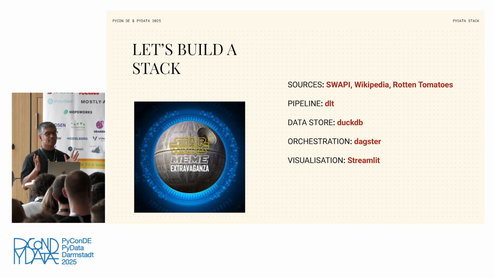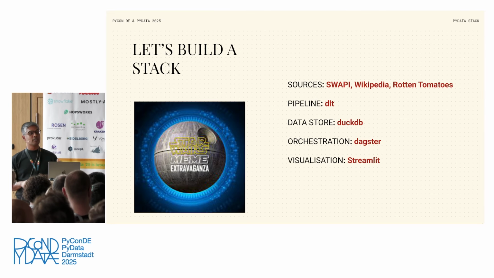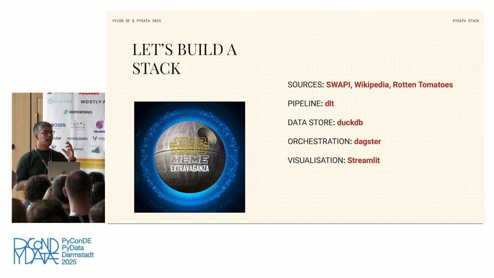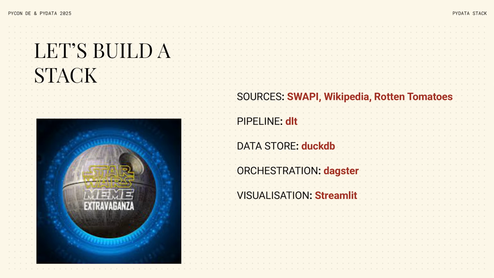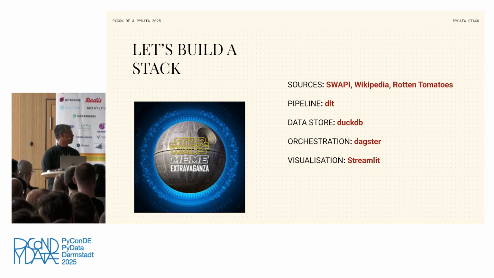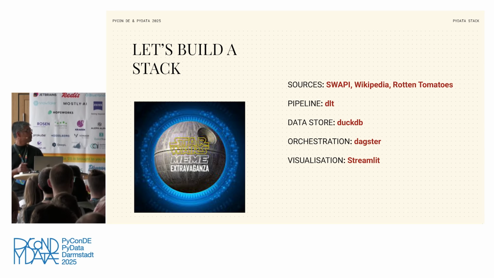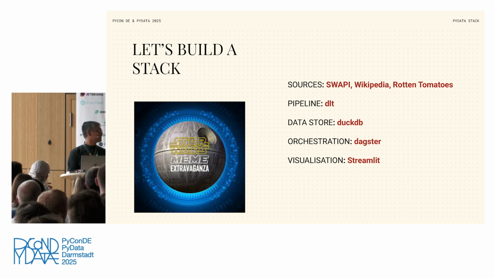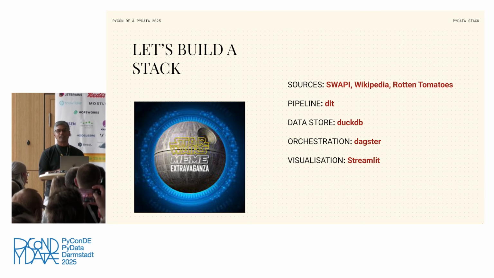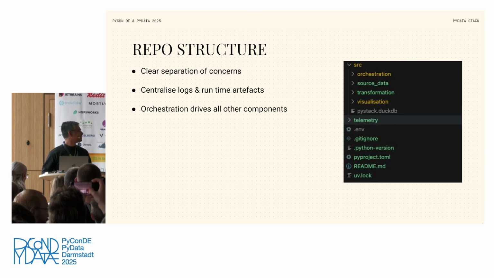I thought to make this less dry, I would rely on the Star Wars canon. And so the sources that we're going to pull from are a Star Wars API, some flat file that has data from Rotten Tomatoes and Wikipedia. For the pipeline element, we'll use DLT. For the data store, we'll run it locally, so it's DuckDB. Orchestration is handled by Dagster, and visualization by Streamlit. I was disappointed that Streamlit is the only thing there that doesn't start with the letter D. So in my mind, I referred to it as Dreamlit.